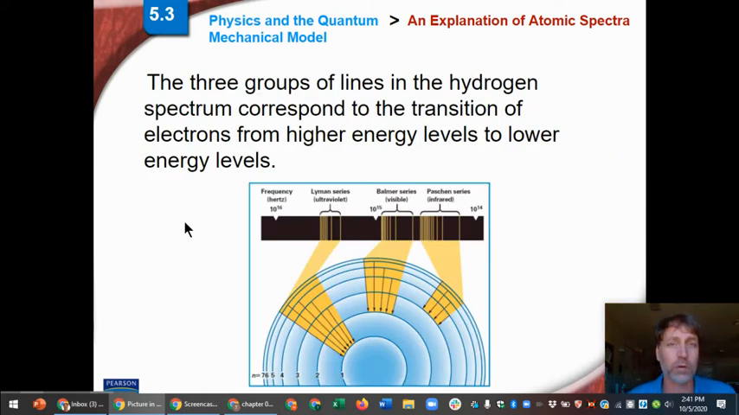So what that means is you have three groups of lines in the hydrogen spectrum that correspond to the transitions of the electrons. So here, you have these three different series. They're called the Lyman series, the Balmer series, and the Paschen series.